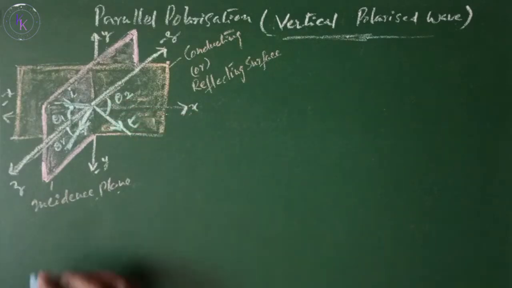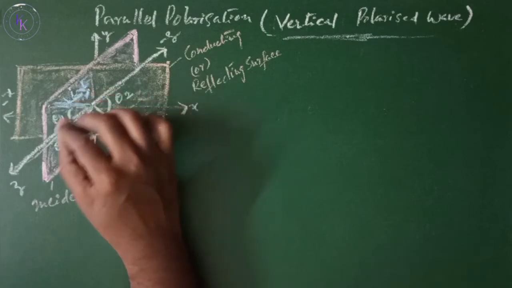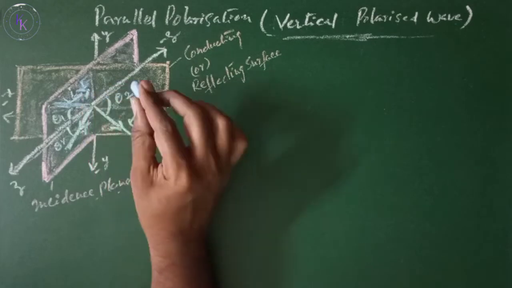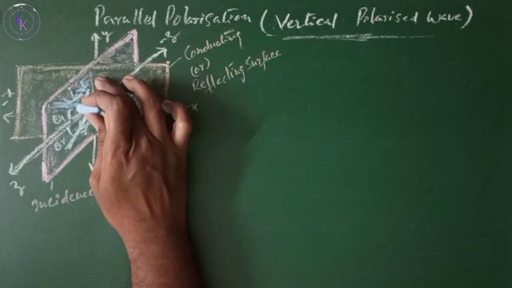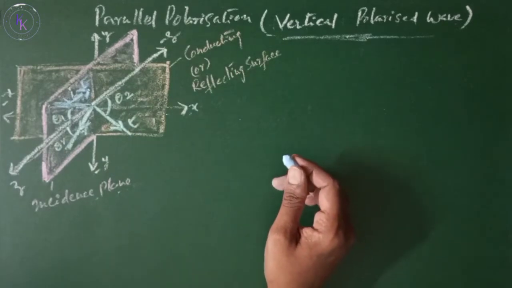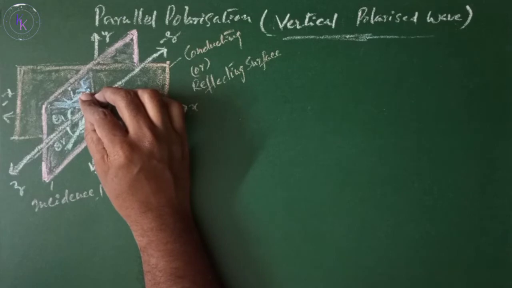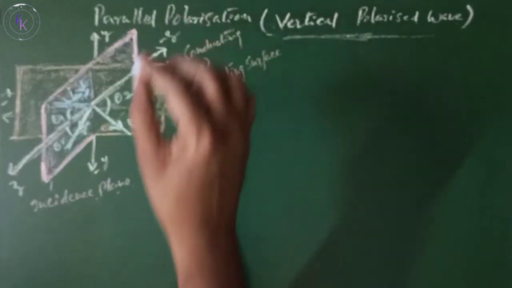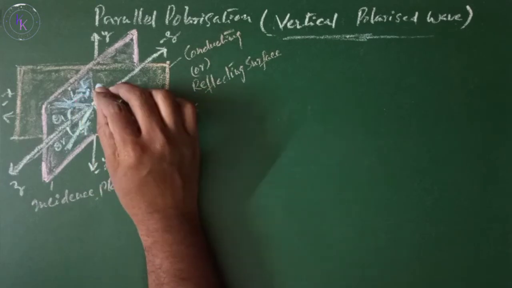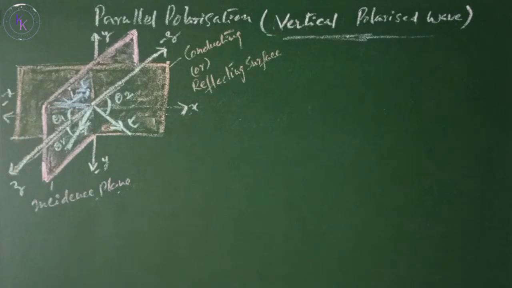If the electric field vector E, or electric field intensity, is parallel with the incident plane, and which is at an angle of 90 degrees or perpendicular to the conducting surface. So, with respect to the incident plane, the electric field intensity E is parallel, so parallel polarization, and with respect to the conducting surface, E is perpendicular, so vertical polarization wave or vertically polarized.